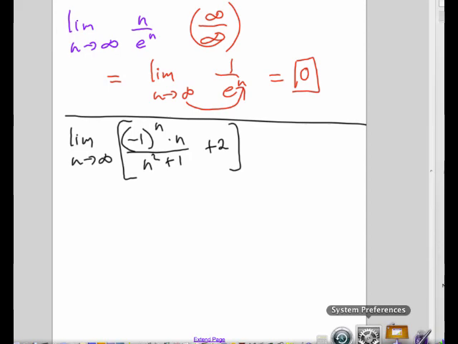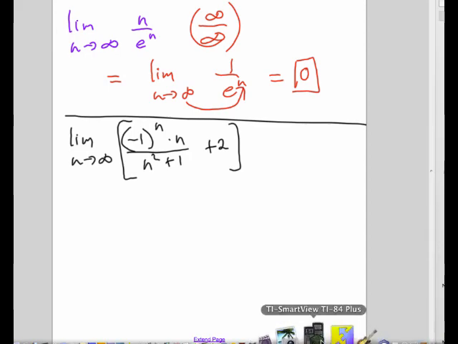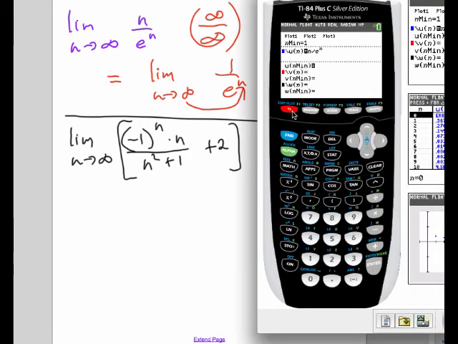Alright, here's another limit of a sequence. Let's plug this one into the calculator just to get a sense of it. So our formula is -1 to the n. Now if you think about what that's going to do, if n is 1, that term will be -1. If n is 2, that term will be +1. If n is 3, that term will be -1. If n is 4, that term will be +1. So this -1 to the n is causing a positive-negative back and forth to happen. It's what we call alternating.